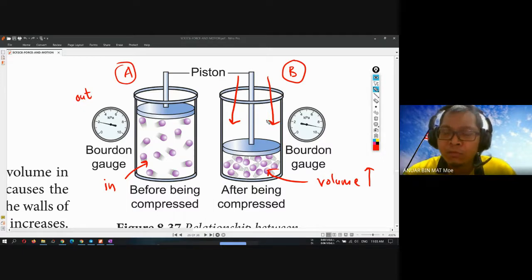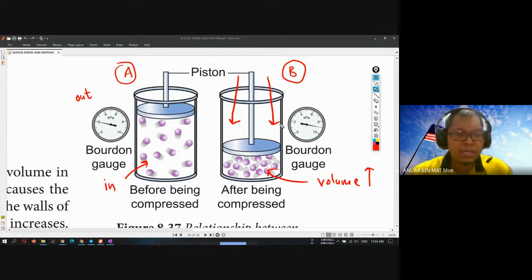So what happened when we release the force? What happened when we stop pushing the piston? When we stop pushing the piston downward, the piston will go back to its original position, and then the air pressure inside will equalize. Outside and inside pressure will be equalized when we release or stop pushing the piston. Okay, can you understand this, class?